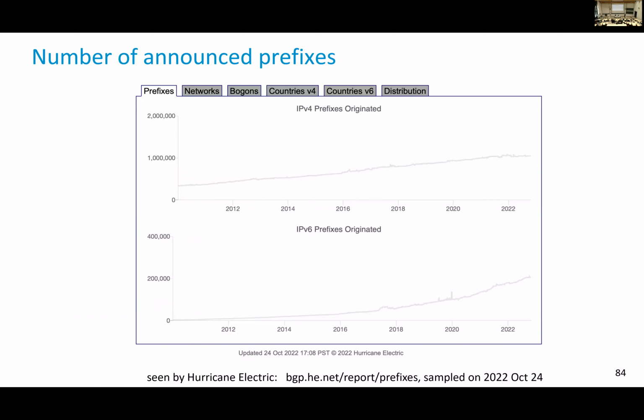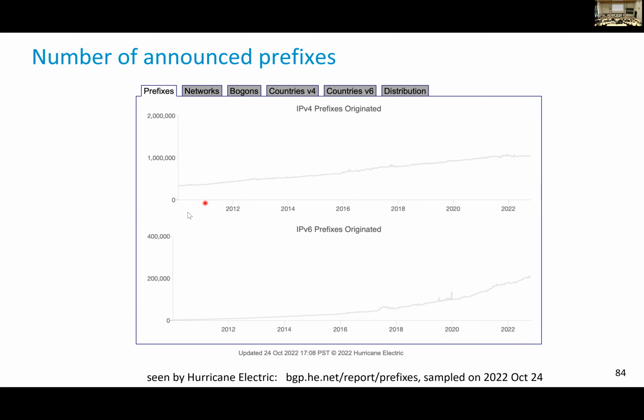If it's not signed, then you still use it. By going to the Hurricane Electric website and their route servers, you can find some information about the size of the internet. Here is the size of the internet as seen from Hurricane Electric. IPv4 on the top, IPv6 on the bottom. On the x-axis is time.